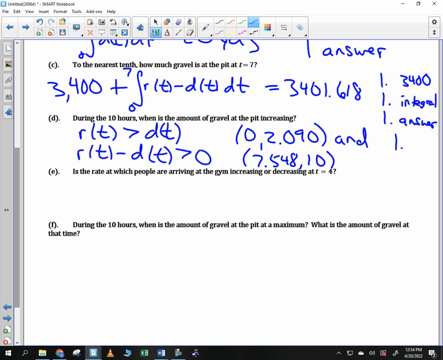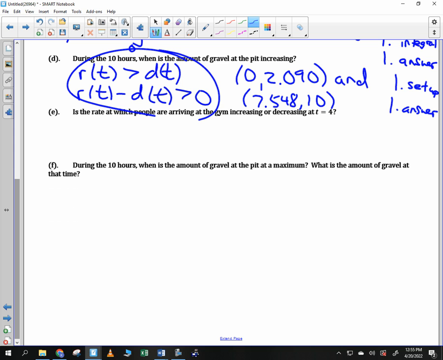So you get 1 point for this setup. You have to consider those pieces, and then you have 1 point for the answer. They are going to want you to state some type of reasoning to say why we are finding those. You're looking for r of t is greater than d of t. You didn't necessarily have to subtract it over. There's multiple ways of solving this.